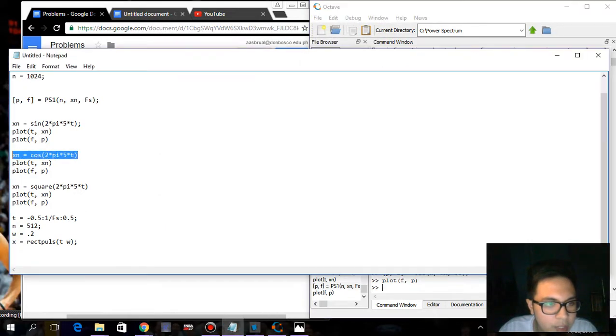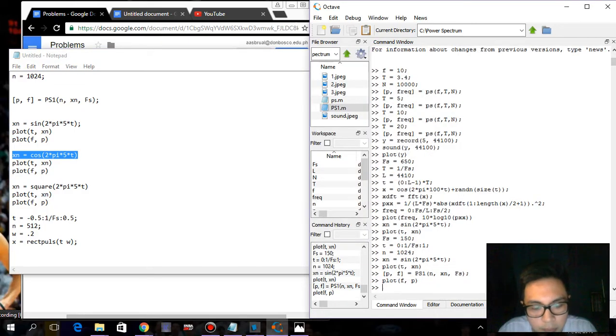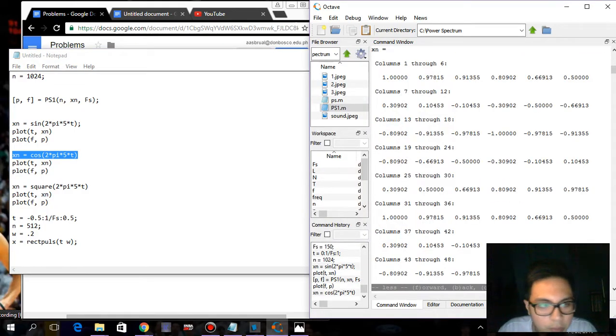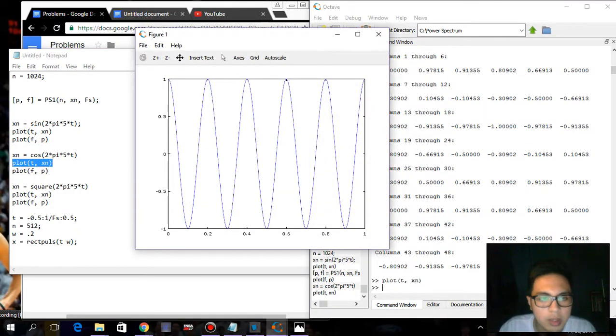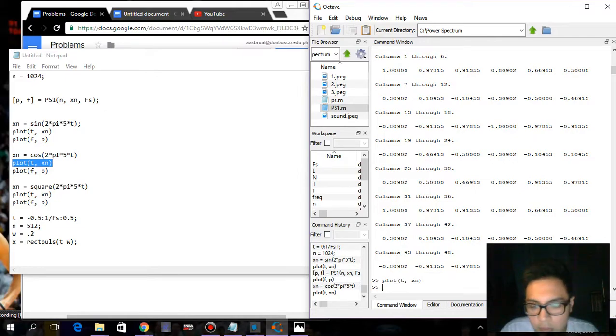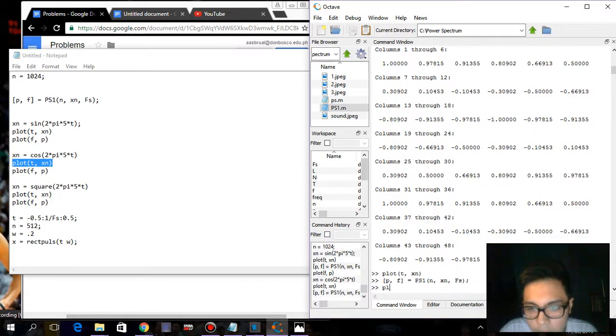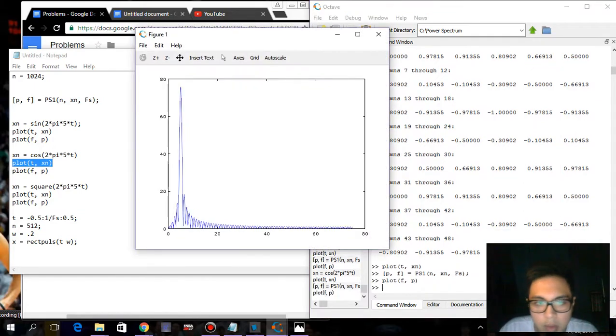And for a cosine wave, we would get something like this. It will start from 90 degrees. And plot. It's just the mirror image of the sine wave.